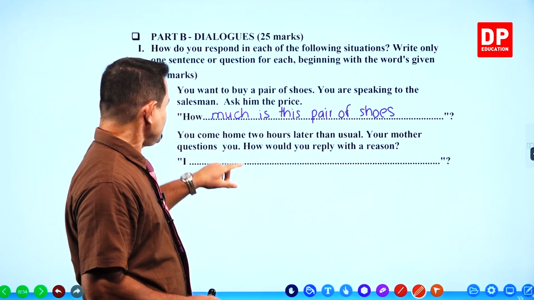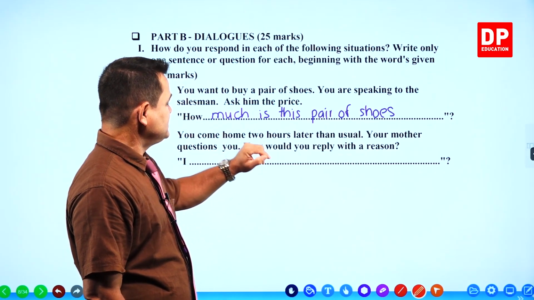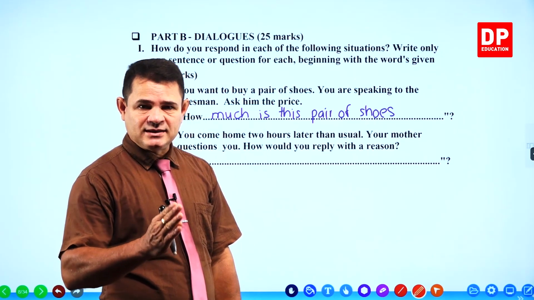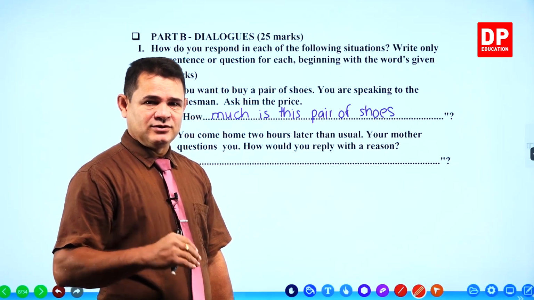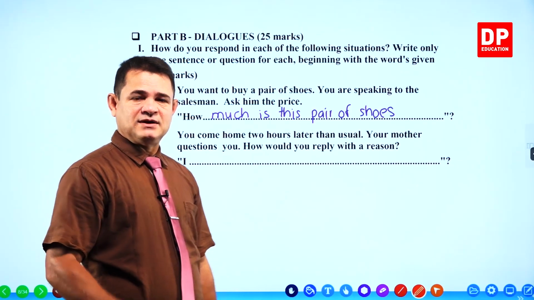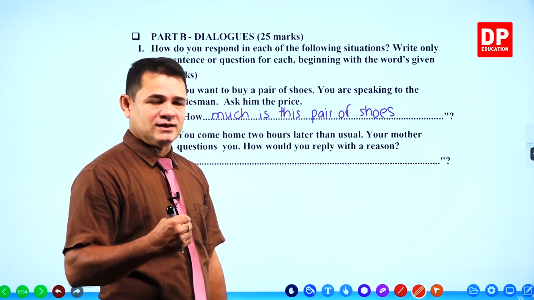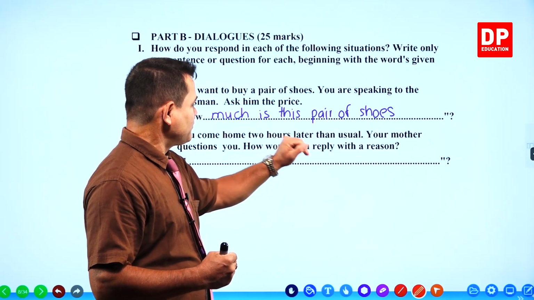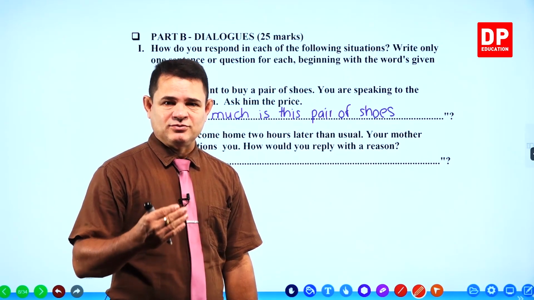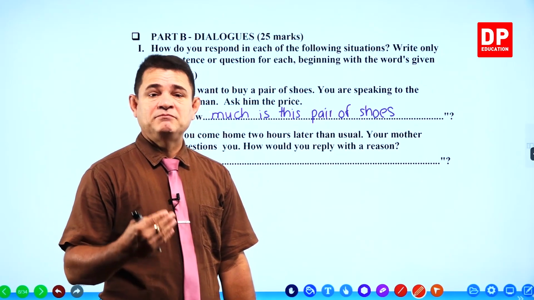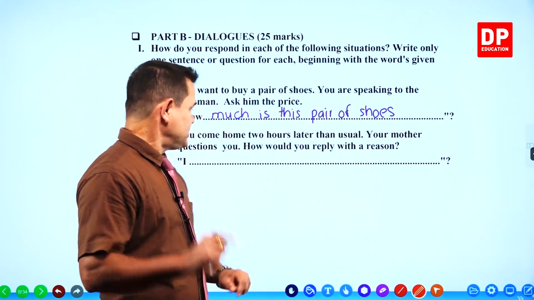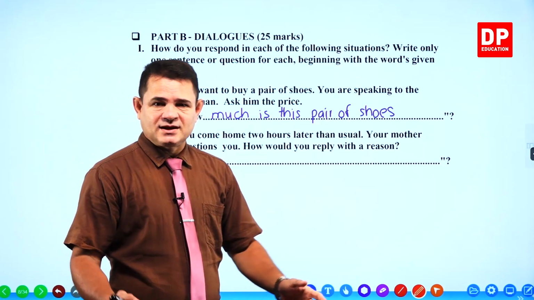Second one. You came home 2 hours later than usual. Right? You came home 2 hours later. පැය දෙකක් පහු වෙලා සාමාන්‍ය වෙලාවට වඩා. You came home. Your mother questions you. Mother is asking questions. මොකද පරක්කු කියන එක. How would you reply with a reason? So when your mother asks, අම්මා අහනකොට මොකද පරක්කු කියලා, how would you tell? How would you reply, giving a reason, starting with the word I. How do you say?